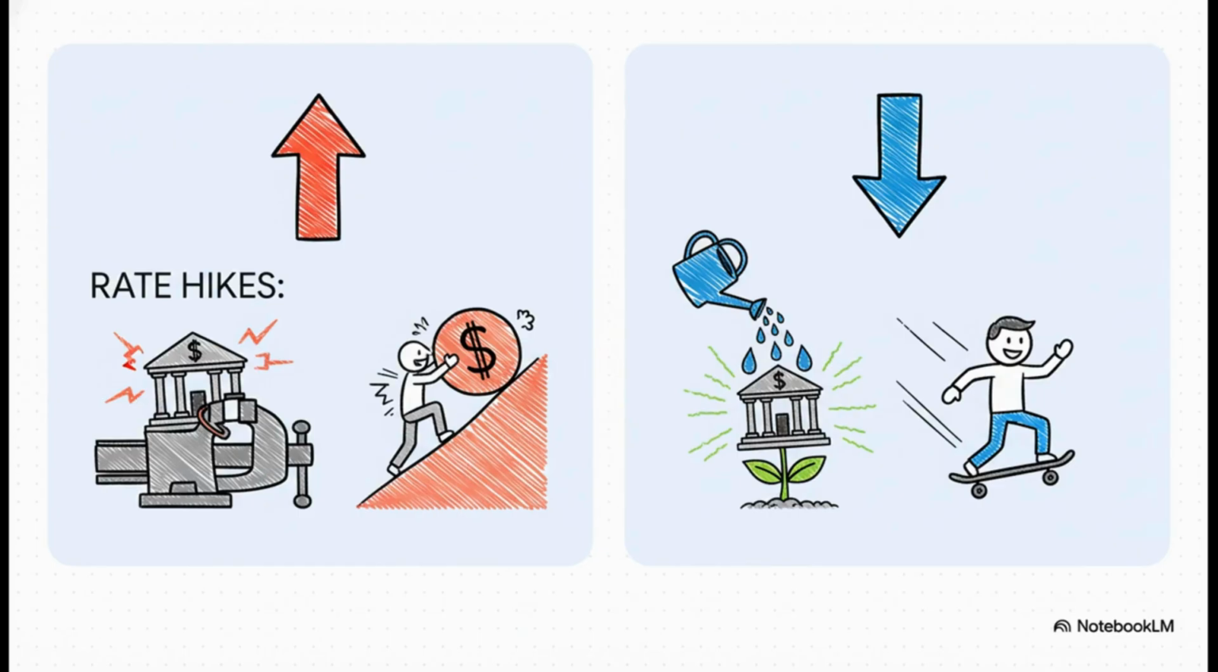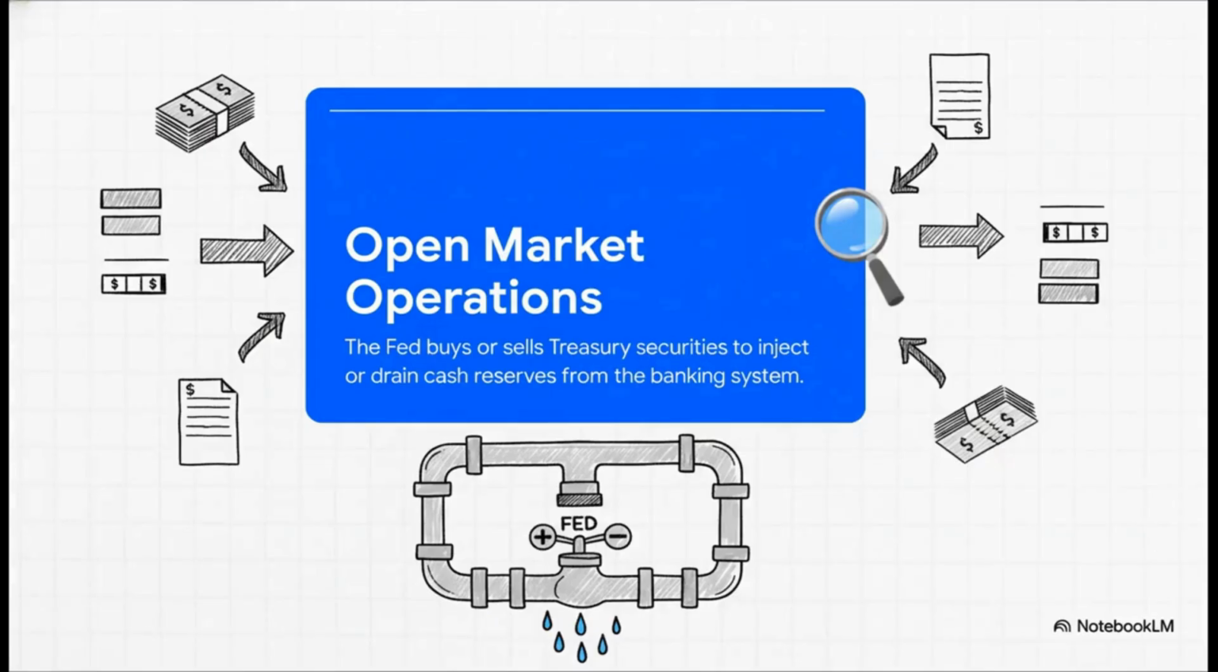On the flip side, when the economy is weak, the Fed cuts rates. That makes borrowing cheaper, which is meant to stimulate spending, increase the amount of liquidity in the system, and encourage banks to lend more. The Fed's second major tool is something called open market operations, or OMO.